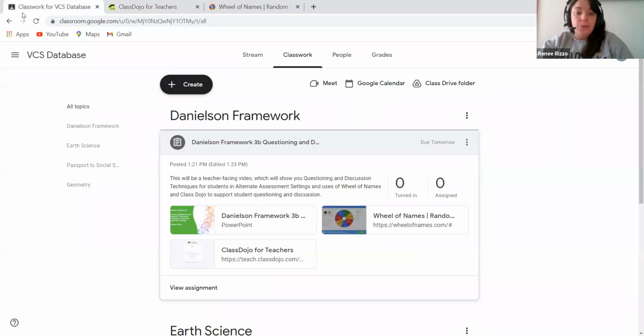So, just for review, we went over questioning and discussion techniques for students in alternate assessment settings using the DOK wheel and uses of Wheel of Names and Class Dojo to support student questioning and discussion.